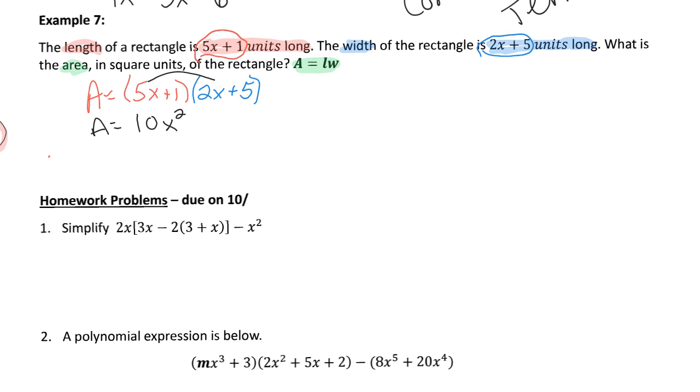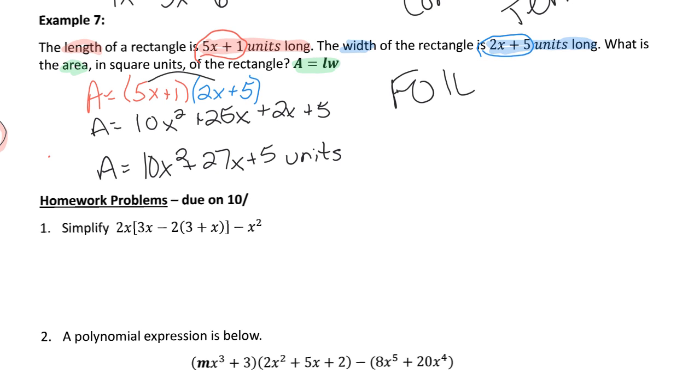So I want you to pause and I want you to FOIL, combine your like terms, and put your answer there. Okay, so I'm not going to walk you through FOILing again. So remember to FOIL. Okay, so pause and do that. Okay, so you should get 10x squared plus 27x plus 5. And we always put units squared, because area was units times units, so that's why it's squared.